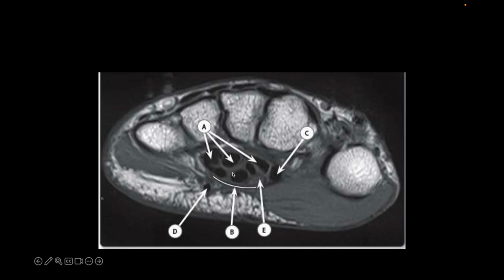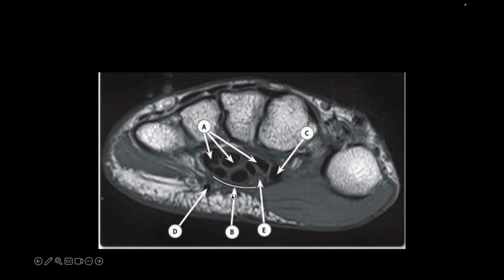So we're at the carpal tunnel again. It's a different orientation to what I've shown you before, but we can imagine it. So this would be your flexor retinaculum. So B would be your flexor retinaculum. A would be your flexor digitorum profundus tendons, because they are deeper to the superficial ones. C would be your flexor pollicis longus tendon going out to the thumb.